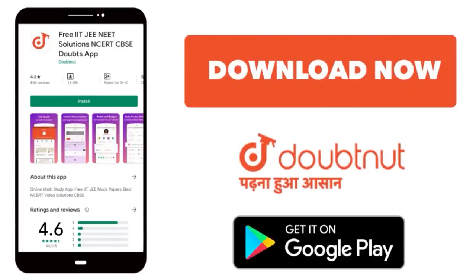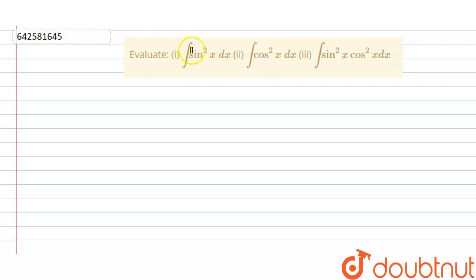Download Doubtnut app today. Question is evaluate: first, integrate sin square x dx; second, cos square x dx; third, sin square x cos square x. We will solve one by one. Firstly, we will take the first part, which is integration of sin square x dx.